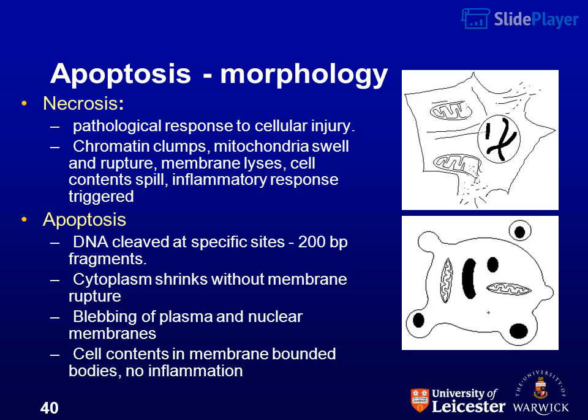Necrosis. Pathological response to cellular injury. Chromatin clumps, mitochondria swell and rupture, membrane lysis, cell contents spill, inflammatory response triggered. Apoptosis. DNA cleaved at specific sites, 200 BP fragments. Cytoplasm shrinks without membrane rupture. Blebbing of plasma and nuclear membranes. Cell contents in membrane-bounded bodies, no inflammation.